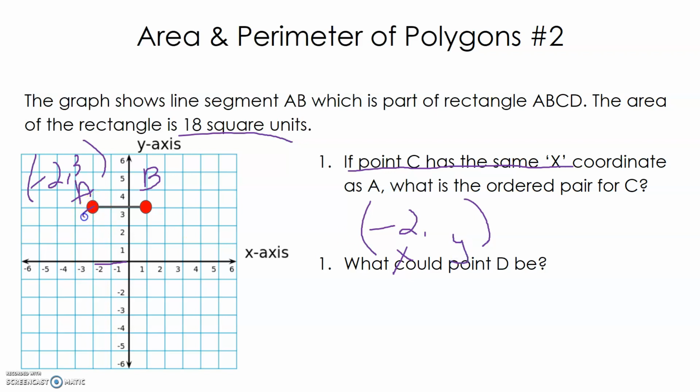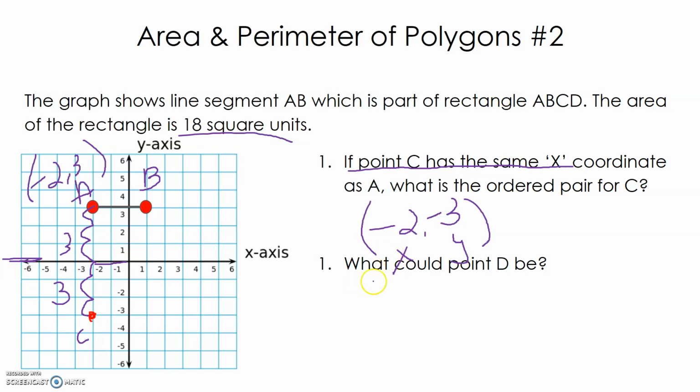A is 1, 2, 3 units away from our x-axis. So C should be the same distance, 1, 2, 3, but in the opposite direction. So C would be right there. The total distance between the two is 6, right? A from the x-axis is 3, C from the x-axis is also 3. If I add those together, the distance between endpoints A and C is 6. So my ordered pair for C is (-2, -3).